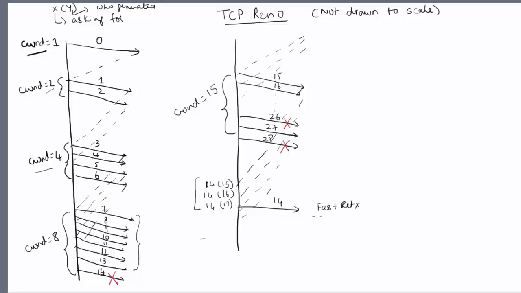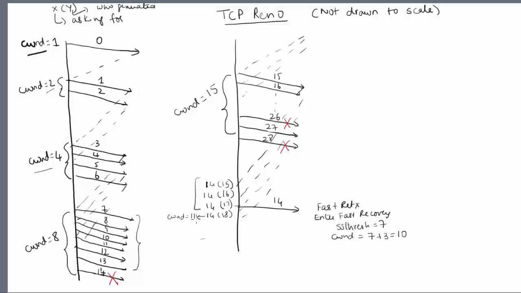Then you enter the fast recovery phase, where you set SS thresh equal to 7. And what is CWND set equal to? 7 plus 3, that is 10. This 3 accounts for the fact that 3 packets have been removed from the pipe. Now, when you receive the next duplicate ACK, which is generated by packet 18, you increment the congestion window. So now CWND is 11. By the way, this is an artificial inflation.